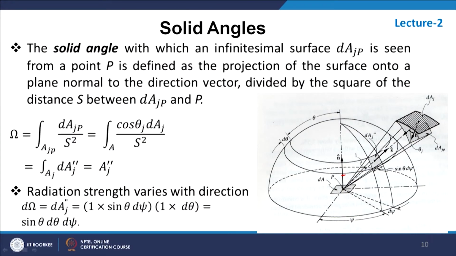Solid angle basically defines the directional dependence of radiation. What we mean by solid angle is defined in spherical coordinates. In spherical coordinates we have basically two angles. One is the polar angle taken from the normal, and one is the azimuthal angle taken from some arbitrary direction in the given plane. So, theta is the polar angle and psi is the azimuth angle.